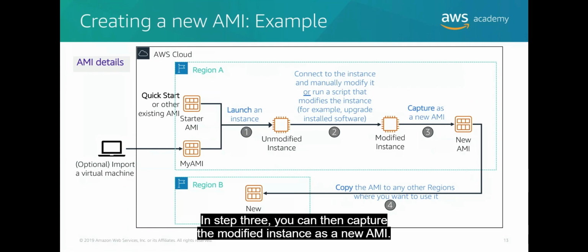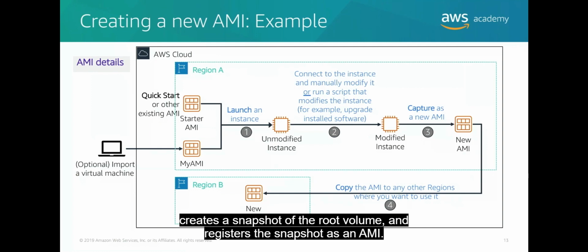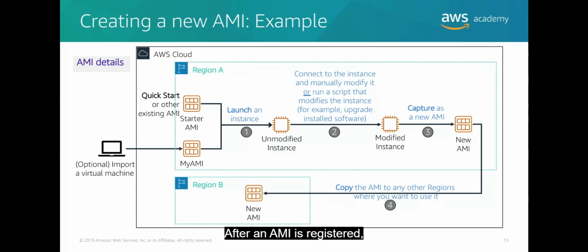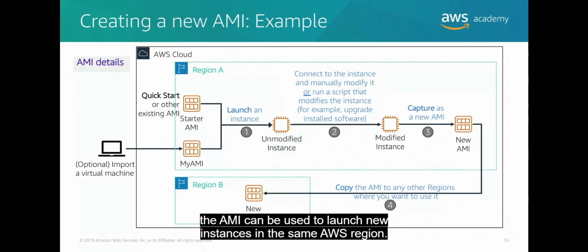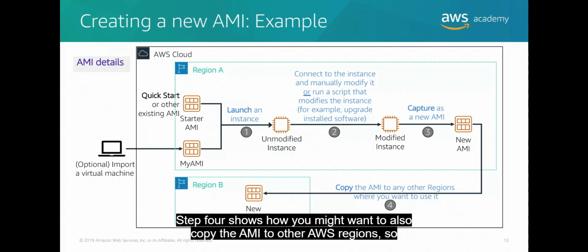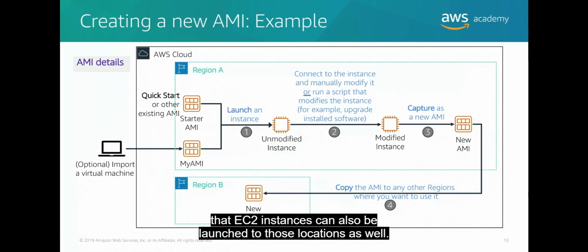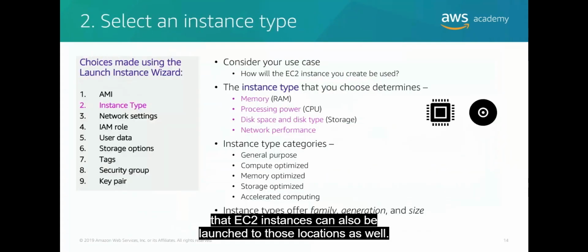In step 3, you can then capture the modified instance as a new AMI. When you create an AMI, Amazon EC2 stops the instance, creates a snapshot of the root volume, and registers the snapshot as an AMI. After an AMI is registered, the AMI can be used to launch new instances in the same AWS region. The new AMI can now be thought as a new starter AMI. Step 4 shows how you might want to also copy the AMI to other AWS regions so that EC2 instances can also be launched to those locations as well.